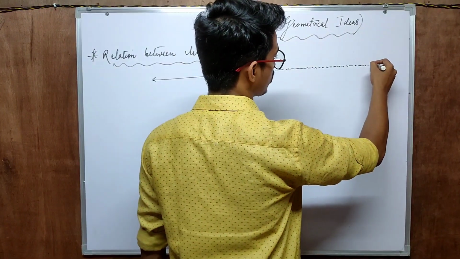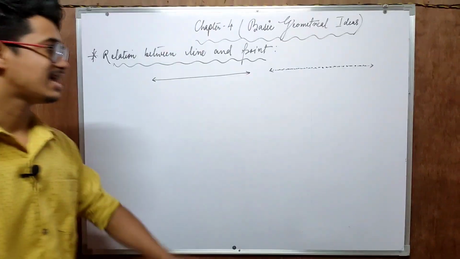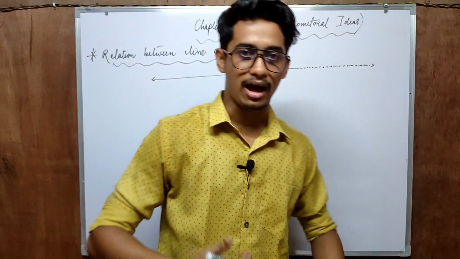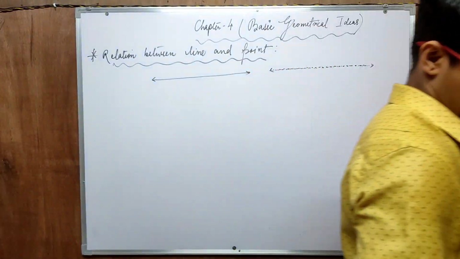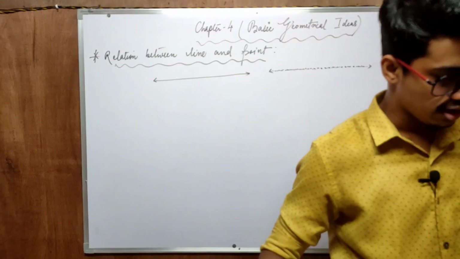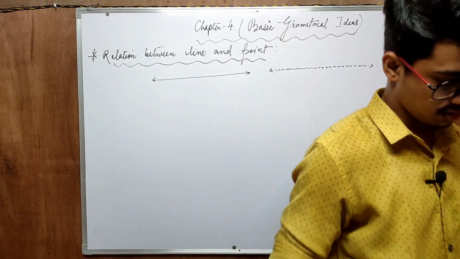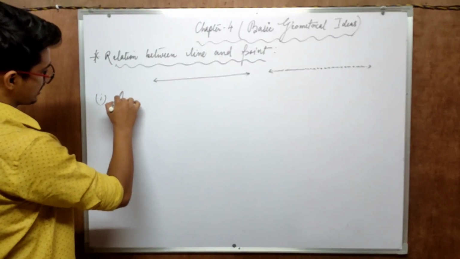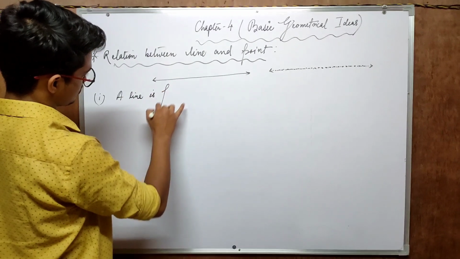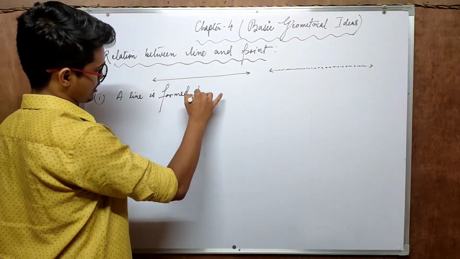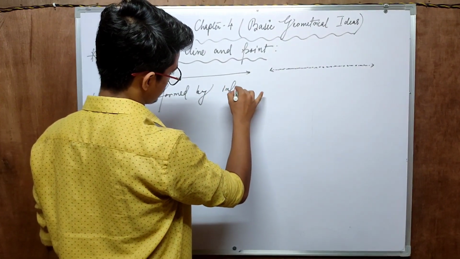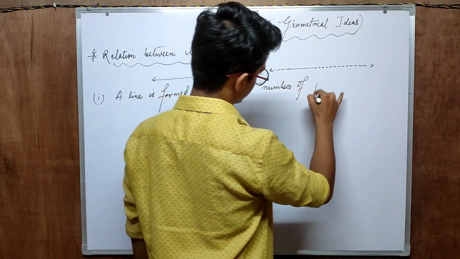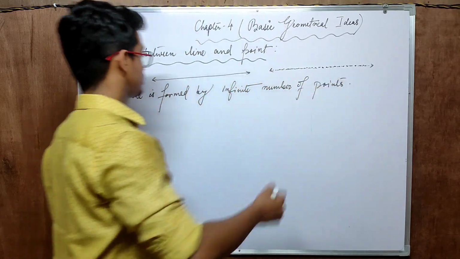So that means it will keep going on from both the ends, and that is exactly the relation between a line and a point. So how will I write it? Let's see. The first point could be: a line is formed by an infinite number of points. That is the first part.